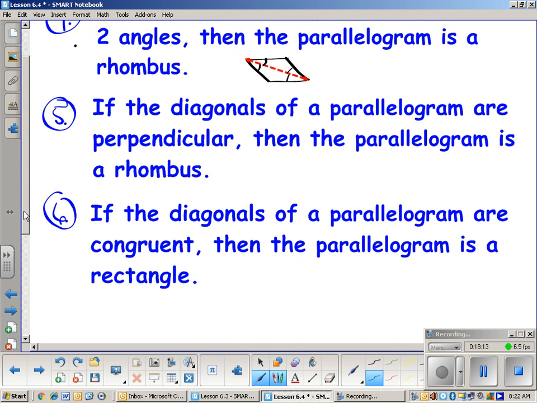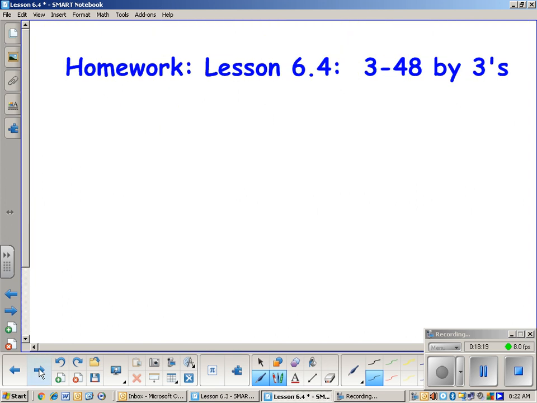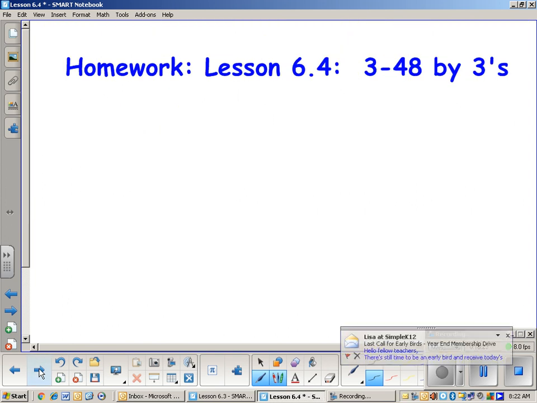Okay? Any questions on that? On what they're saying? 16 problems today. You're going to practice. We'll practice using these 6 theorems.